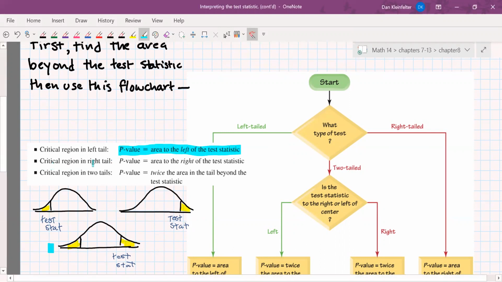If the critical region is in the right tail, the p-value is the area to the right of the test statistic. If the critical region is in two tails, that is, it's a two-tailed test, then the p-value is twice the area in the tail beyond the test statistic. So for the two-tail one, you have to multiply by 2.